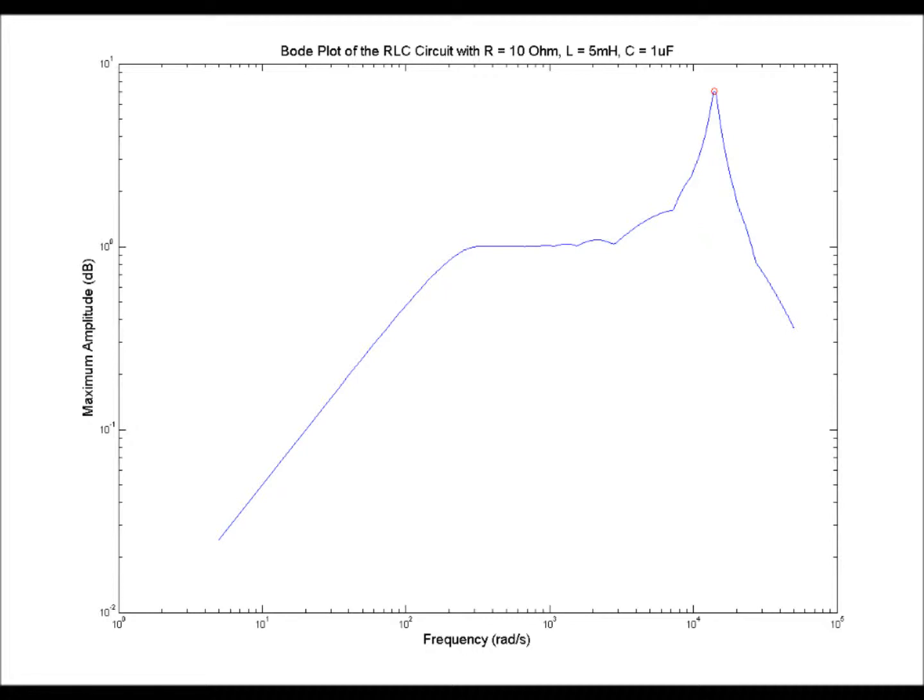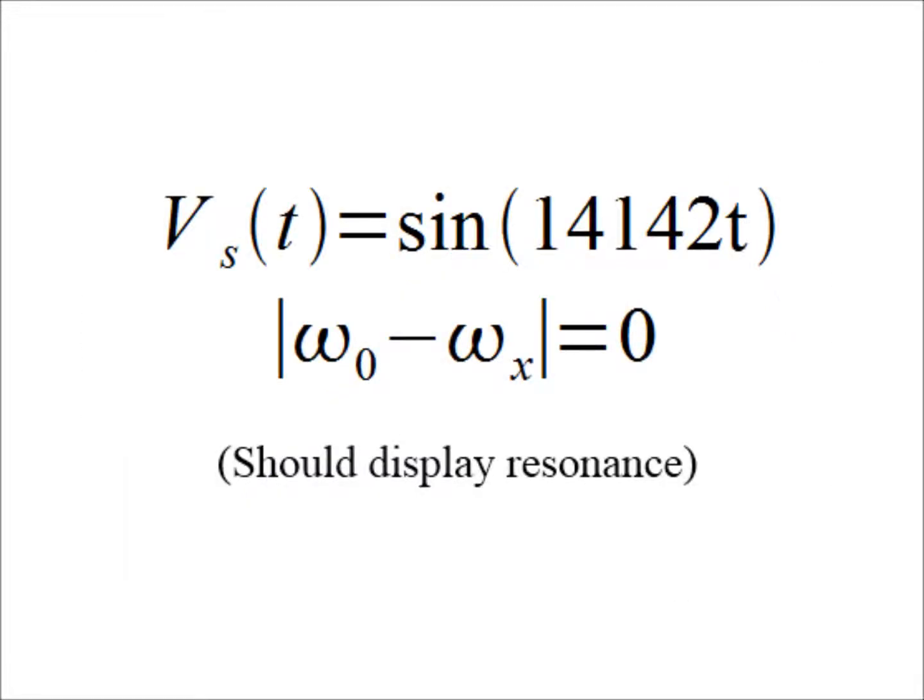So we'll see a little bit more of the time domain amplitudes at some of the frequencies in this Bode plot here in a moment. The first frequency that we should look at is the resonant frequency. That should be the highest, that should resonate. So let's see what happens in the time domain.